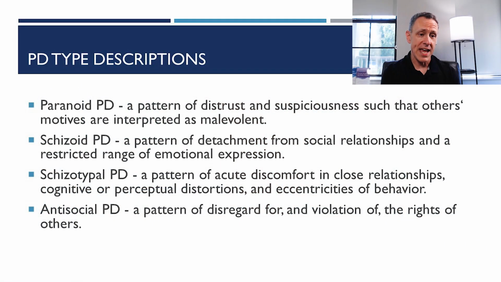So let's talk about the different personality disorders specifically. There's a total of 10 personality disorders. The first one we're going to talk about is paranoid personality disorder. This is a pattern of distrust and suspiciousness such that others' motives are interpreted as malevolent. Now, this is not paranoid psychosis. This is not, the government is spying on me, the government's out to get me, or I hear voices telling me, they're going to get you, don't trust them.